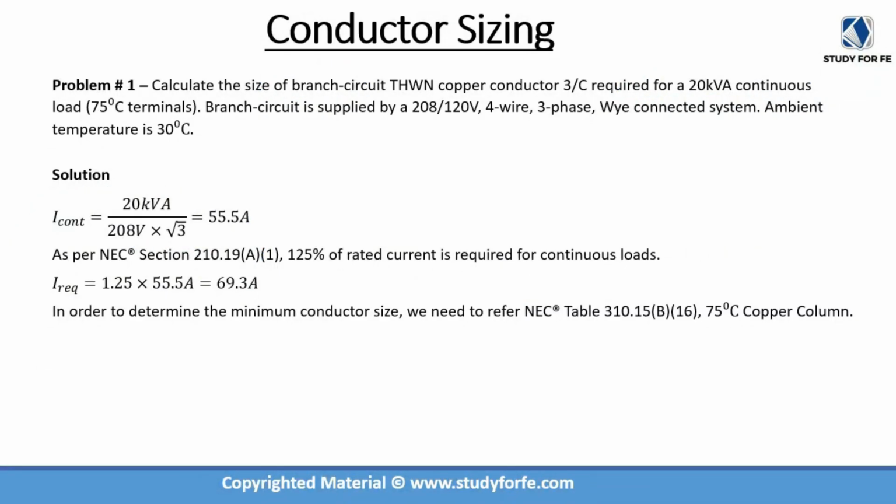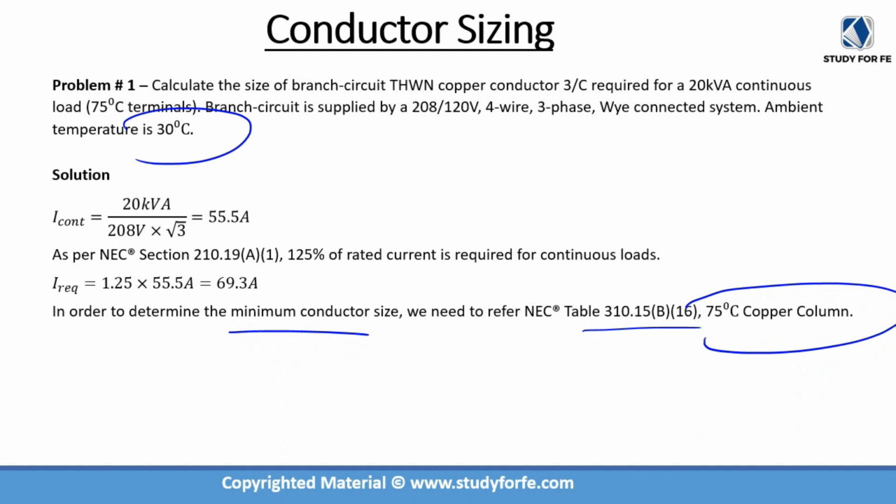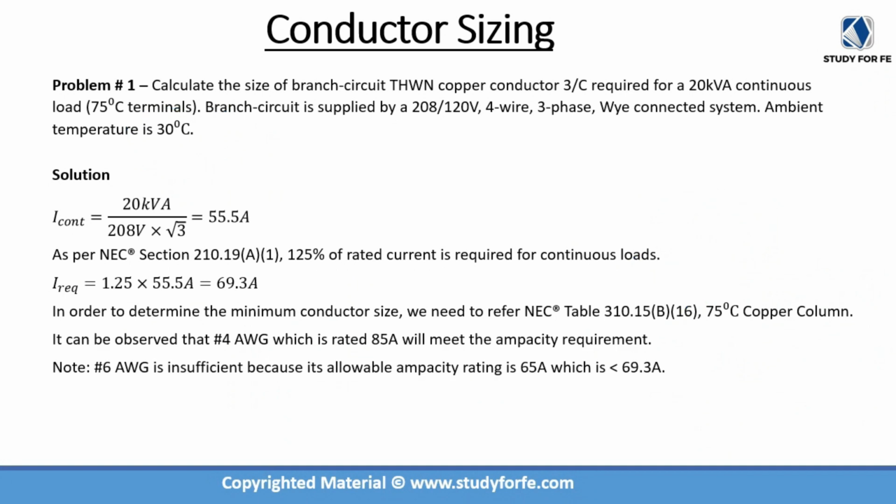Now, in order to determine the minimum conductor size, we need to refer to Table 310.15(b)(16) and the 75 degrees C copper column. We are given the ambient temperature of 30 degrees C, and we are going to size these cables, assuming we have three conductors in contact with each other, rather than using the single insulated cable. Now, it can be observed that number 4 AWG, which is rated 85 amps, will meet the ampacity requirement.